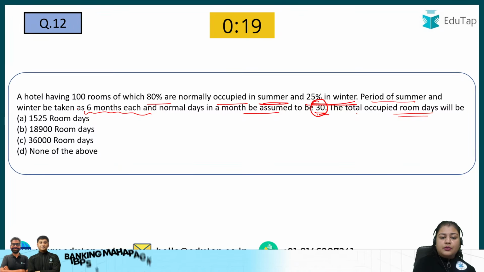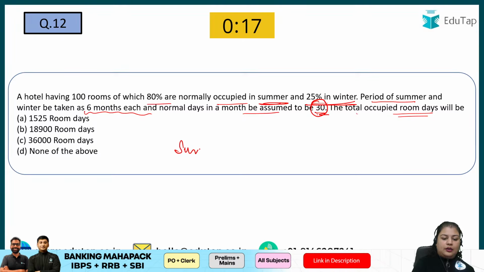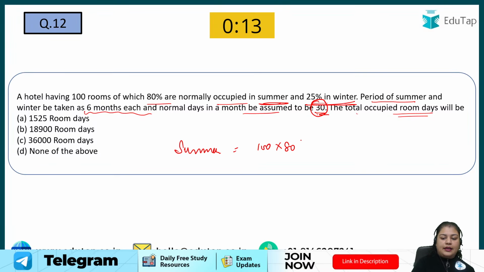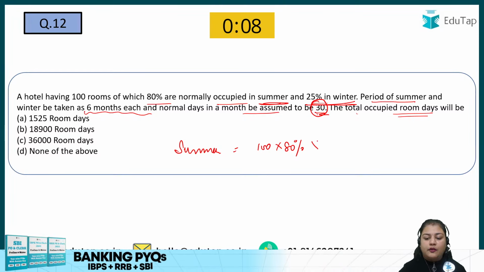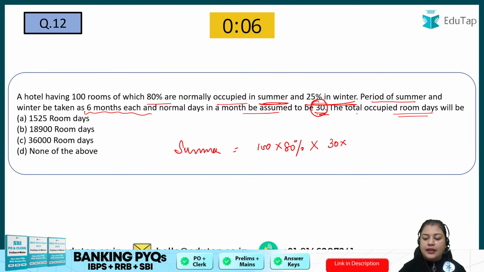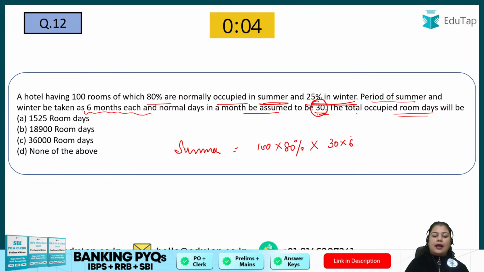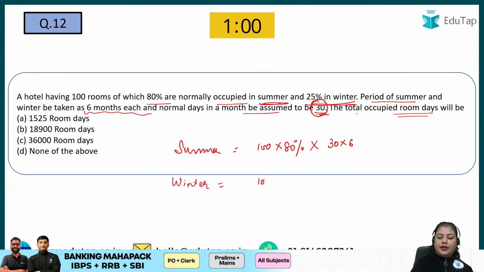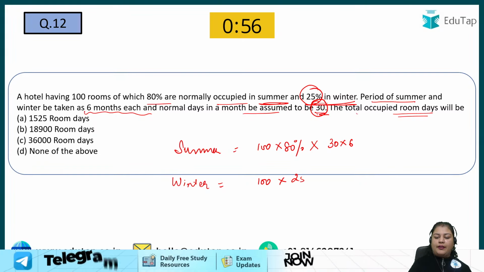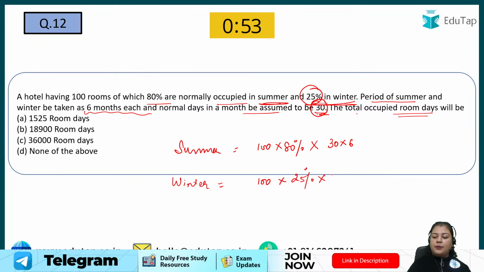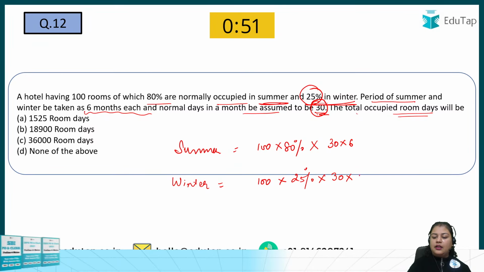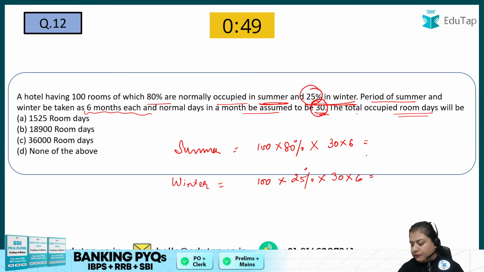There are 100 rooms in summer. If you calculate for summer first, there are 100 rooms, 80% occupancy, right? And how many number of days are there? 30 into 6 months, that is for summer. And for winters, how much will it be? 100 into what is the occupancy rate? Just 25%. 100 into 25% into how many number of days? Again 30 into 6. Can you help me calculate this?